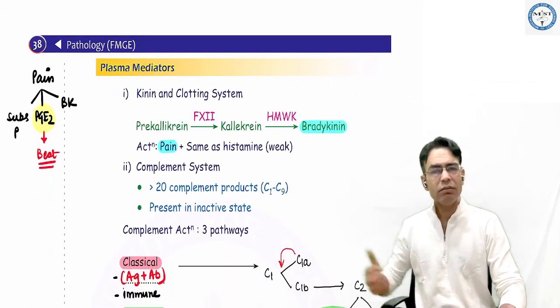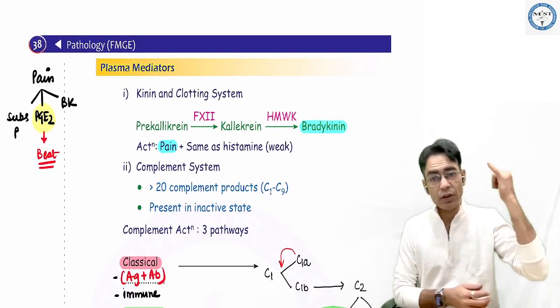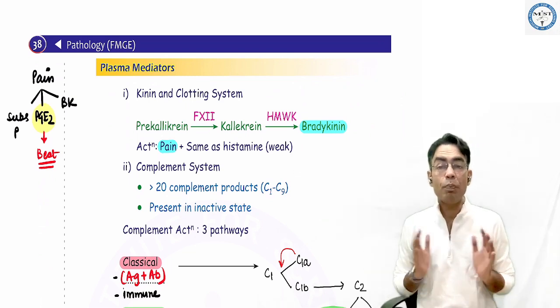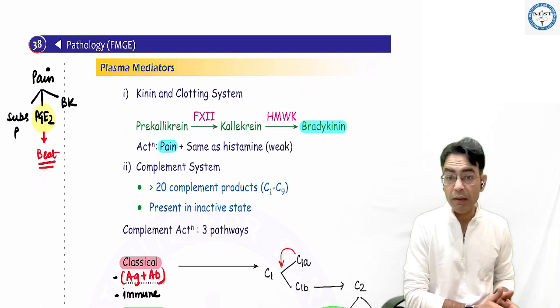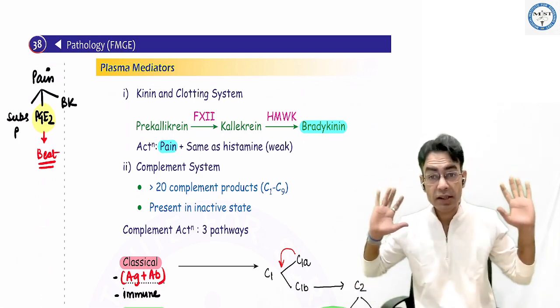Then your bradykinin, again the same features as histamine, that is vasodilation, increased vascular permeability, contraction of smooth muscles, plus pain. So there are three mediators for pain: substance P, bradykinin and PGE2. Which is the best? PGE2 is the best.